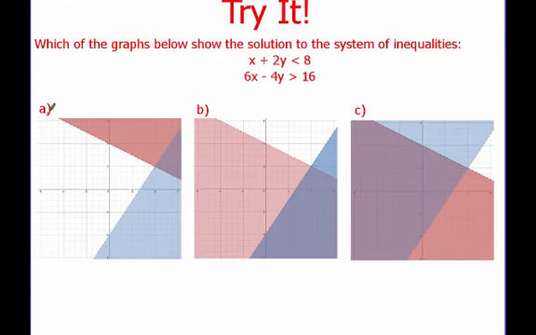All right, so now you've seen what you do. All you have to do is graph both of these two inequalities and figure out which one of these shows the overlapping shaded regions.